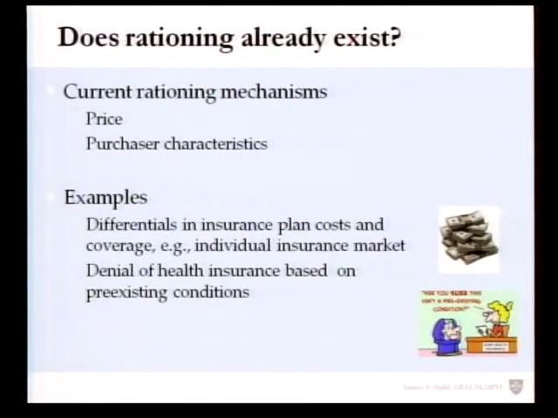But that being said, rationing does exist, and we certainly have mechanisms for rationing right now. Those probably most in the news right now are price and purchaser characteristics. We've all probably been aware of the news in California about the individual insurance market, where people were driven out based on the cost of their plan or based on pre-existing conditions. So rationing does exist, though CEA is not the mechanism for that.